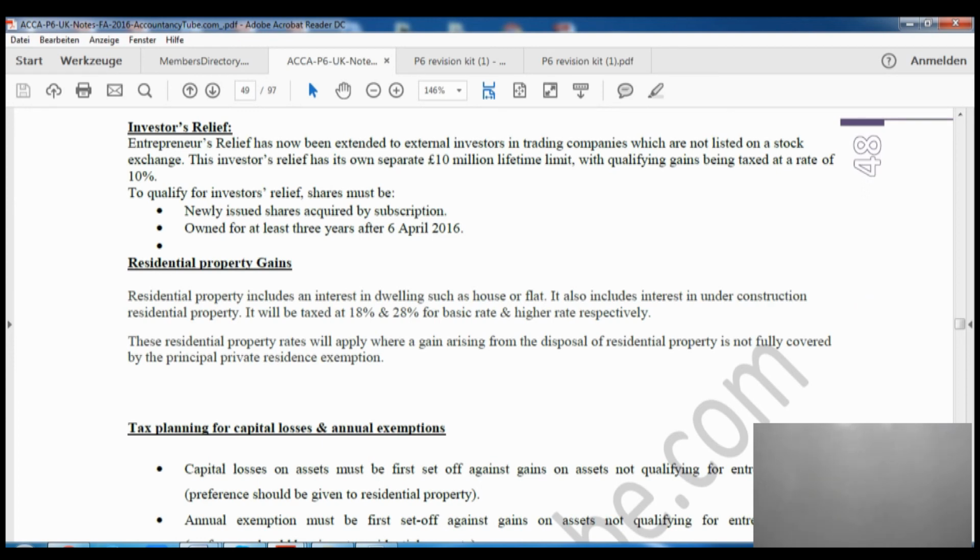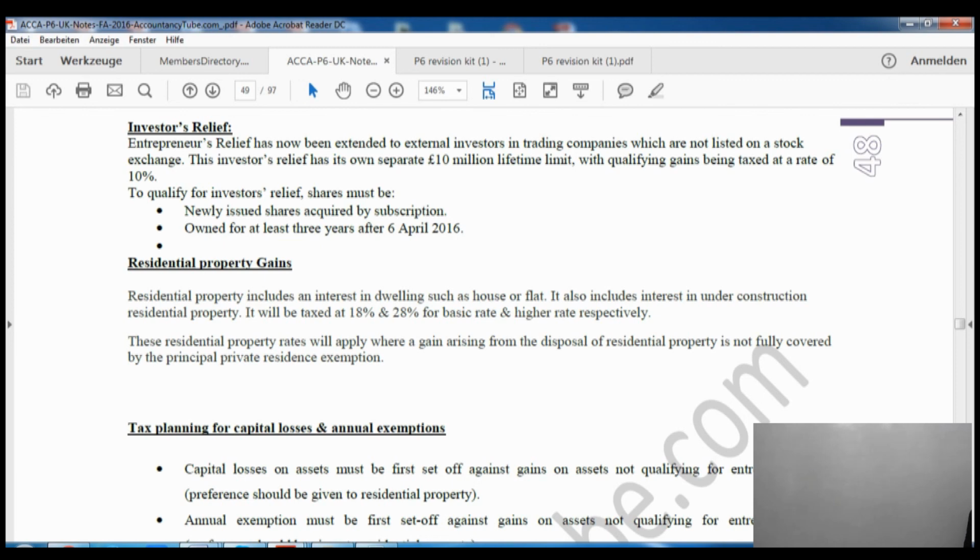Another thing is investors relief. Now this is the new thing as well, added into our P6 syllabus. I haven't told you while I was giving you the speech at the start of this lecture. Investor relief is an extension of the entrepreneur relief. So it says entrepreneur relief has now been extended to external investors in trading companies, which are not listed on the London Stock Exchange.